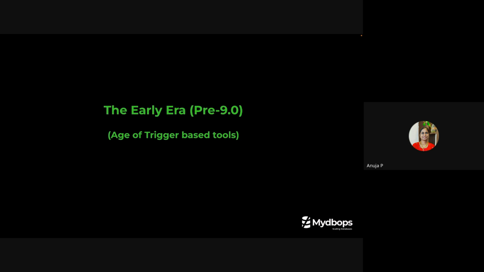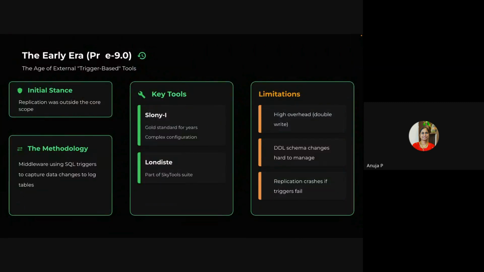The early era, so this is the version prior to version 9. This was the age of trigger-based tools. In the early ages of Postgres, replication was not considered a part of the database engine. It was considered something outside it. So the community built external tools such as Slony and Londiste, which were purely trigger-based tools.